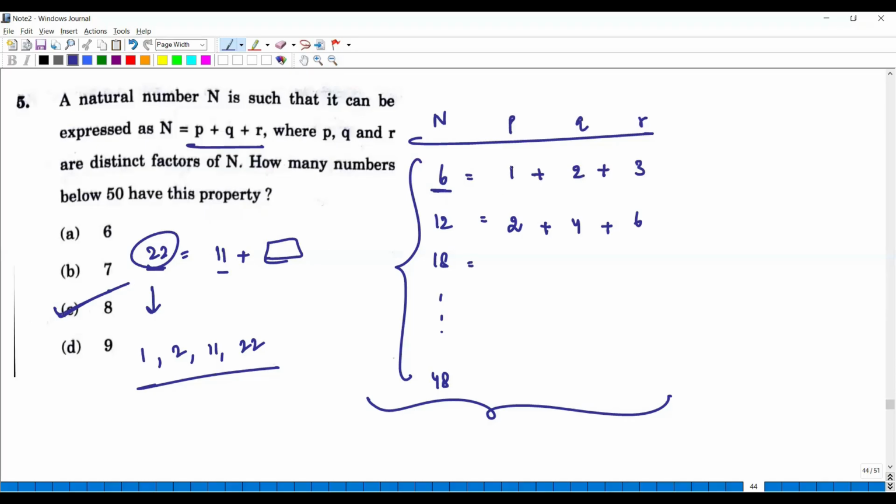If I take 18 multiplied by 3, 3, 6, 9, and so on like that.